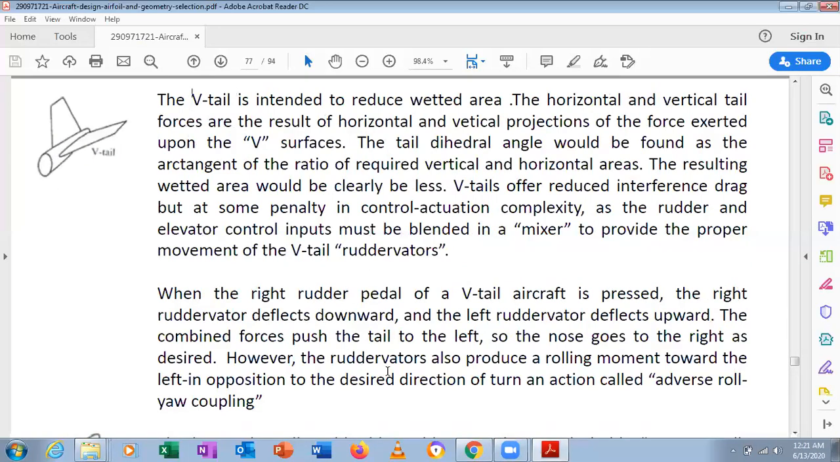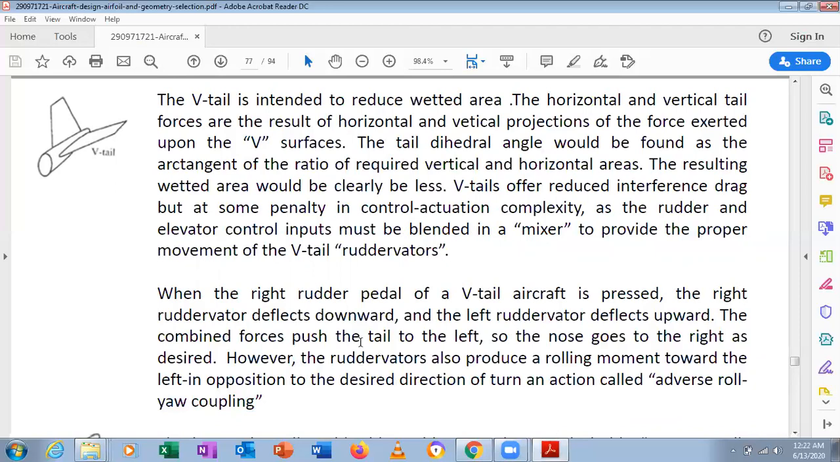Clear? And also you can see here this one we have to understand. It is called adverse roll yaw coupling. What is this adverse roll yaw coupling? The ruddervators produce a rolling moment towards the left, in opposition to the desired direction of the turn, an action called adverse roll yaw.